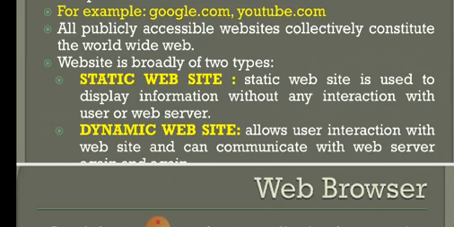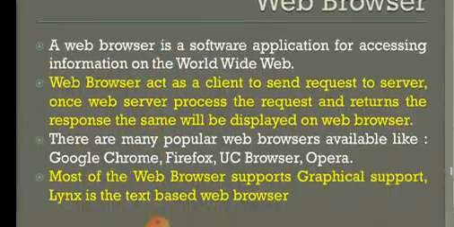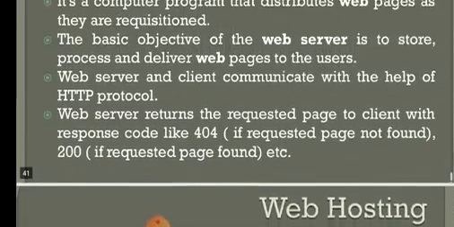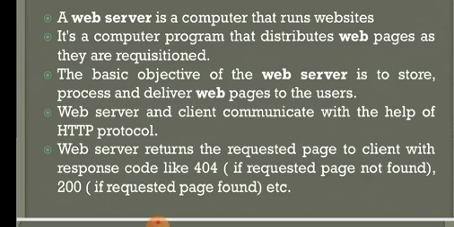Just imagine: a web browser is client-side software, a web server is a place where we store all the data to access a particular website, a domain name is like a name used for accessing a particular computer, and a URL is used to access a particular web server. I hope you understand all these topics. We'll see the next topic, web hosting, in the next class.